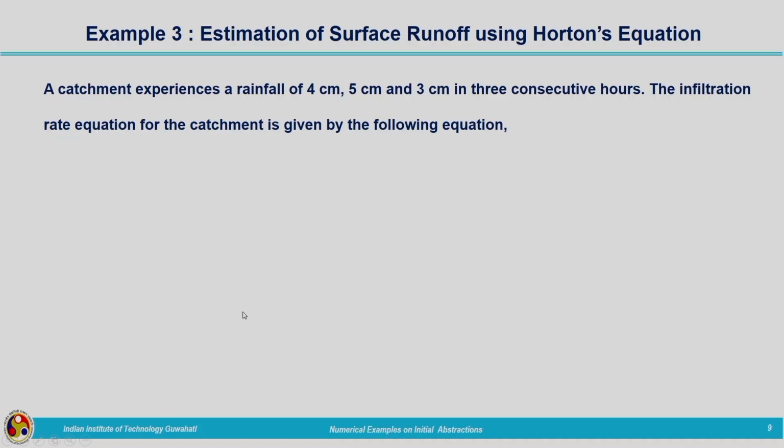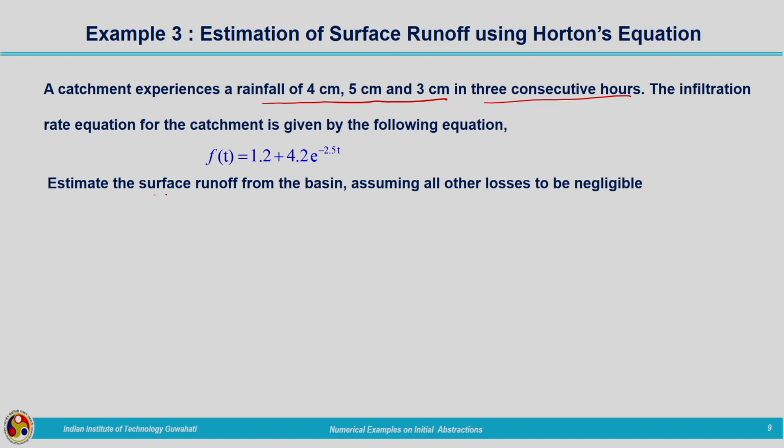So, let me read out the question. A catchment experiences a rainfall of 4 centimeters, 5 centimeters and 3 centimeters in 3 consecutive hours. The infiltration rate equation for the catchment is given by the following equation, that is f of t is equal to 1.2 plus 4.2 e to the power of minus 2.5 t. Estimate the surface runoff from the basin assuming all other losses to be negligible.